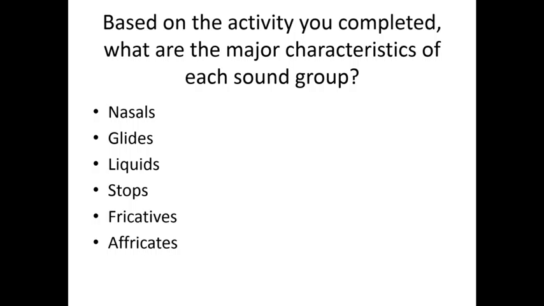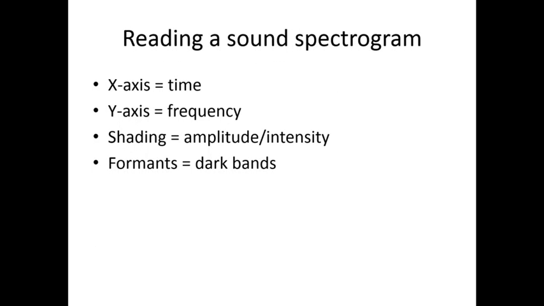Last category, affricates. What do you know about affricates? They're stops and fricatives together, right? So what do you think you're going to look for on a spectrogram? Yeah, so probably a little bit of a release burst like the stops, some of that noise like the fricatives, okay? So it's going to be a combination of those characteristics. Okay, so what we're going to do is read some spectrograms together.